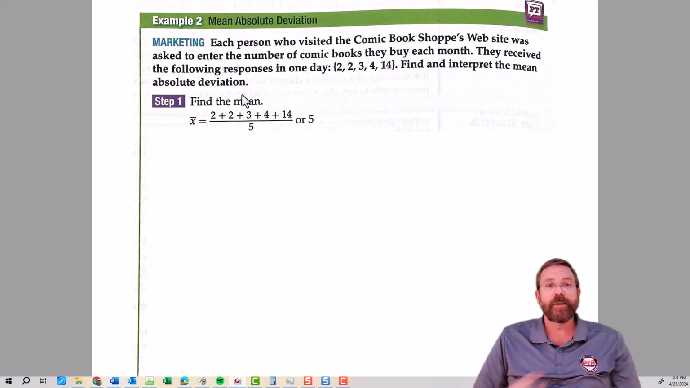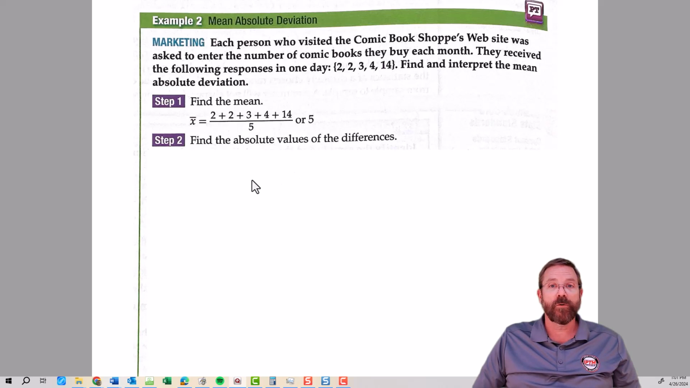So the first thing they did is they found the mean. They added up how many comic books each one said they bought, divided by the number of people in the survey, which was 5, and they got a mean of 5. All right, that part's good. Now we have to find out how far each one of these data values is from the mean, or average, of 5.